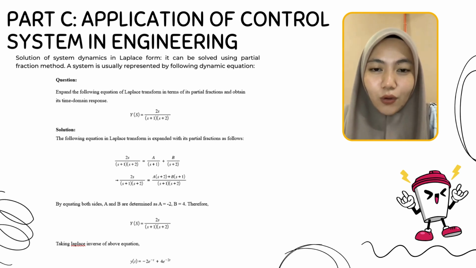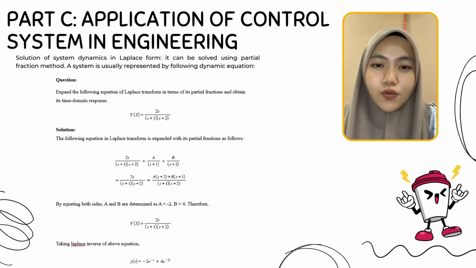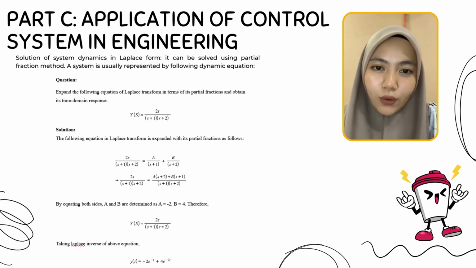Hi, I'm Dayang. I'm going to explain about the application of control systems in engineering, which is the solution of system dynamics in Laplace transform. It can be solved using the partial fraction method. A system is usually represented by the following dynamic equations.